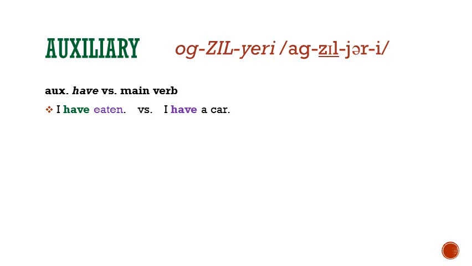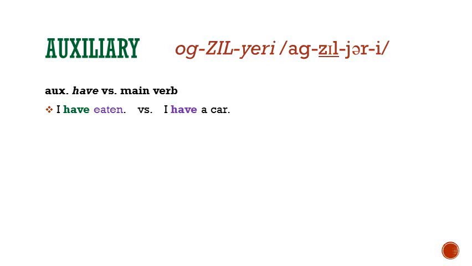So, for example, I have the flu. It would be weird to say I own the flu or I possess the flu, or I have a wonderful math teacher. You don't own her, so we can't always use that test. But if you can substitute possess or own, then you know you have the main verb.